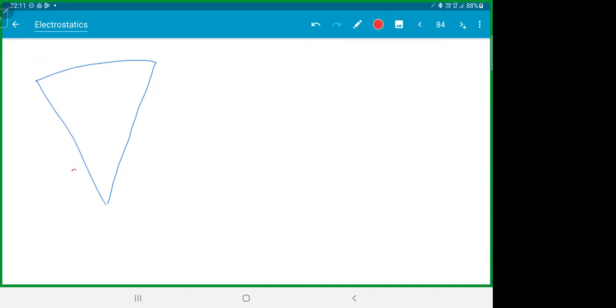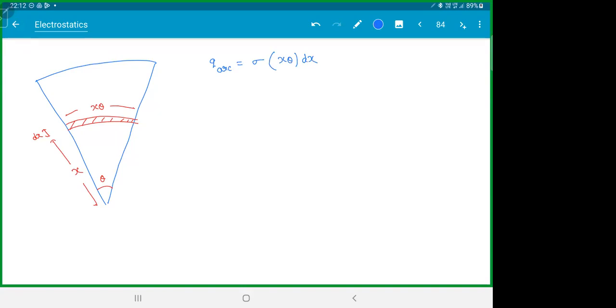So at a distance x, take a small ring. This angle is theta. Let this thickness be dx. And this length will be x theta. So the charge on that ring arc will be sigma into area. What is the area? The length into thickness. Agreed?